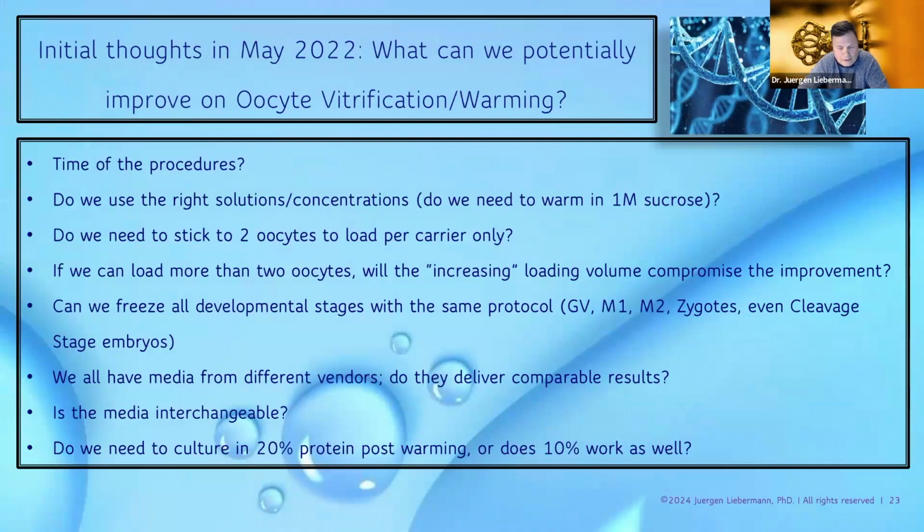What you usually do when you want to start with a research. Is the time of the procedure correct? Do we use the right solutions? Do we need to warm in 1 molar? Do we need to stick to 2 oocytes to load per carrier only? If we can load more than 2 oocytes, will increasing volume compromise the improvement? Can we freeze all developmental stages with the same protocol? And that would include also cleavage stage embryos and zygotes.